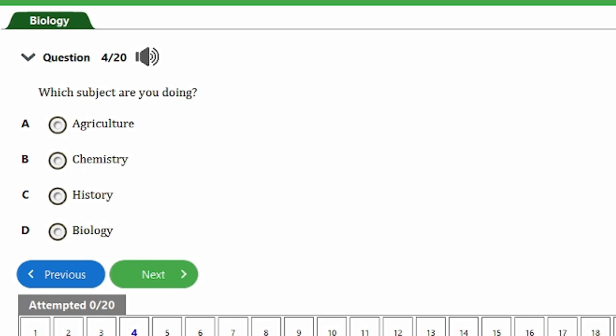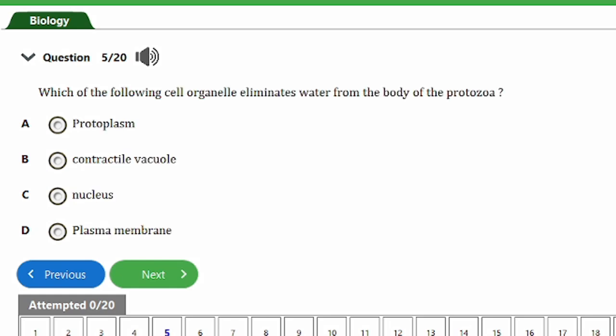Question number 4. It says, which subjects are you doing? Actually, this is more like a bonus question. You know that the subject we are currently on here, guys, is biology, and that's option D here. So let's consider the next question, and that's question number 5.